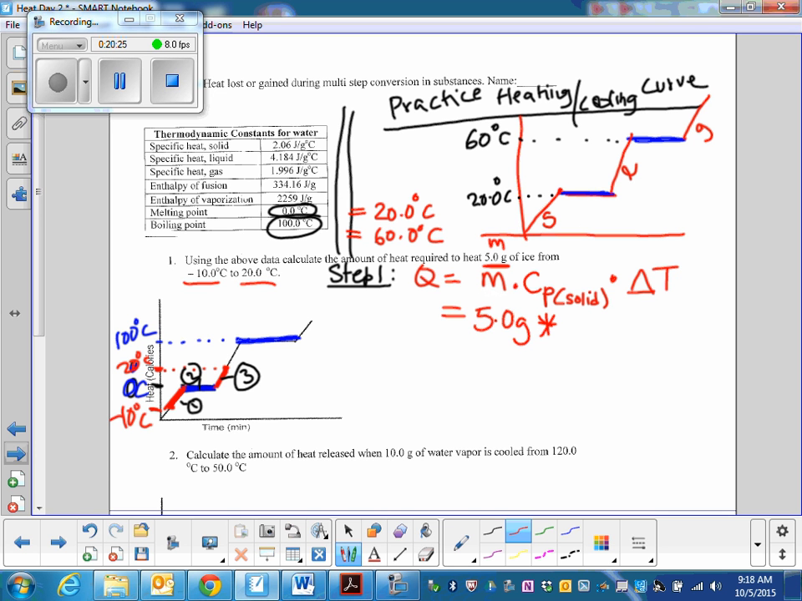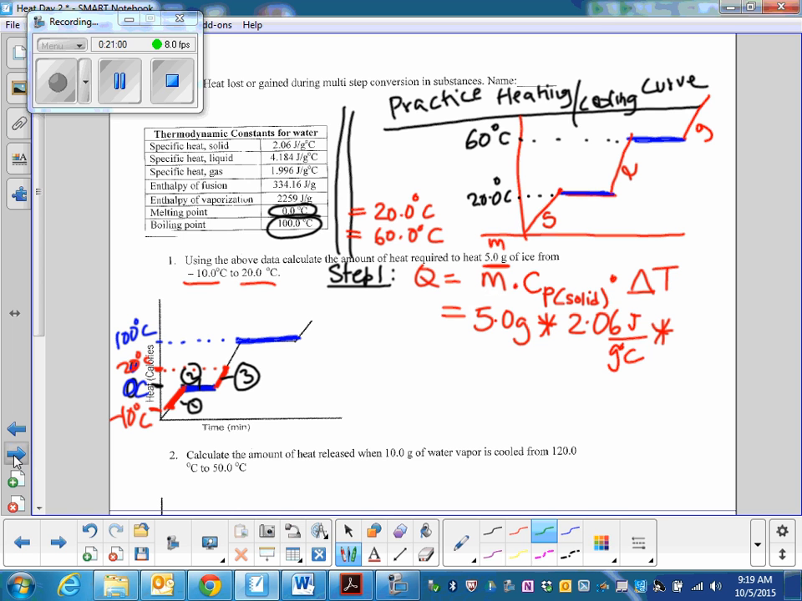Now times, which specific heat will I choose? Will I choose solid, liquid or gas? Which specific heat should I substitute? Specific heat of solid. Unless you know it's a solid, you don't know how to choose. Is that right? So which number am I going to choose? 2.06 joules per gram degrees Celsius. Is everybody good? Let's stop and think.